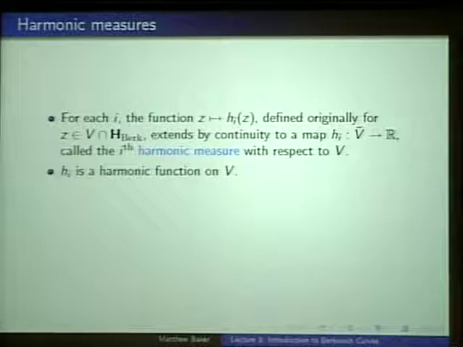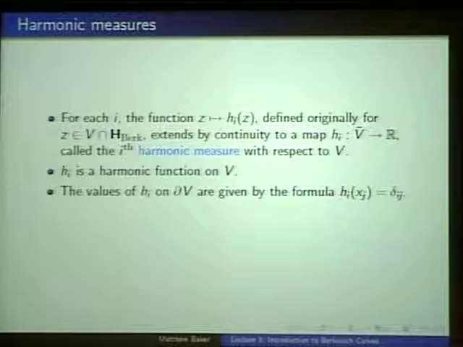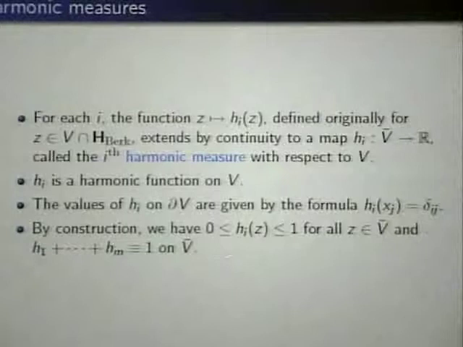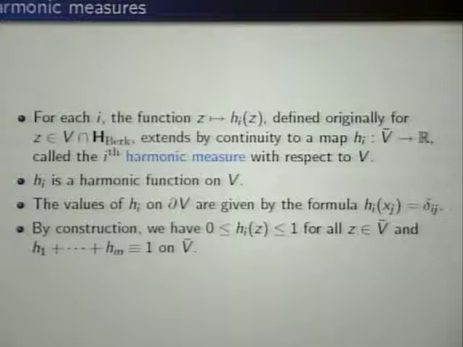So the claim is, first, this is a harmonic function. Because of the way this Gromov product is defined, it takes a little bit of work to sort through all the definitions and see that this is true, but this h_i that I've just constructed is, in fact, a harmonic function. I've very explicitly written down a harmonic function. And the values of h_i on the boundary are just given by this formula: h_i at the jth boundary point is delta ij. So I found m functions which are 1 at one of the boundary points and 0 at the other boundary points. And so now it's a simple matter to express the values of a harmonic function at a point in terms of the boundary values, because I have a basis for such functions now. So by construction, these h_i of z were all probability vectors. So h_i of z is always between 0 and 1, and the sum of these is always 1. And by continuity, that still holds on V bar.